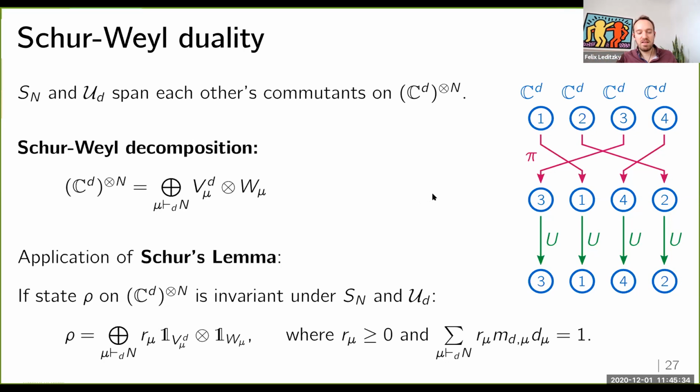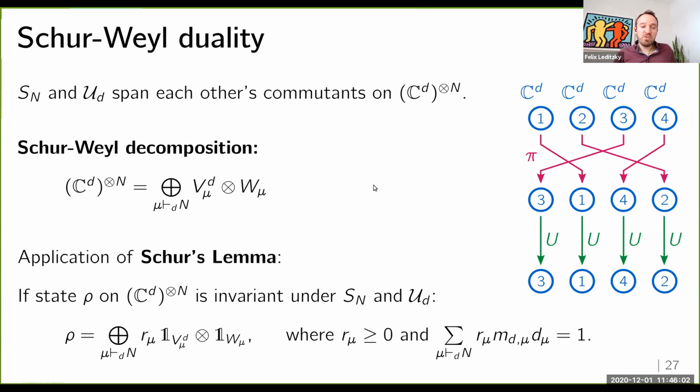You can decompose the full space into the irreps for both groups, and then you know that in each component, you know exactly how the two groups act. Like the unitary group will only act on this first factor here and act as the identity here, and the symmetric group will only act on the second factor, and it will act as the identity on the first factor. Okay, so this is very useful when you want to compute things with it.